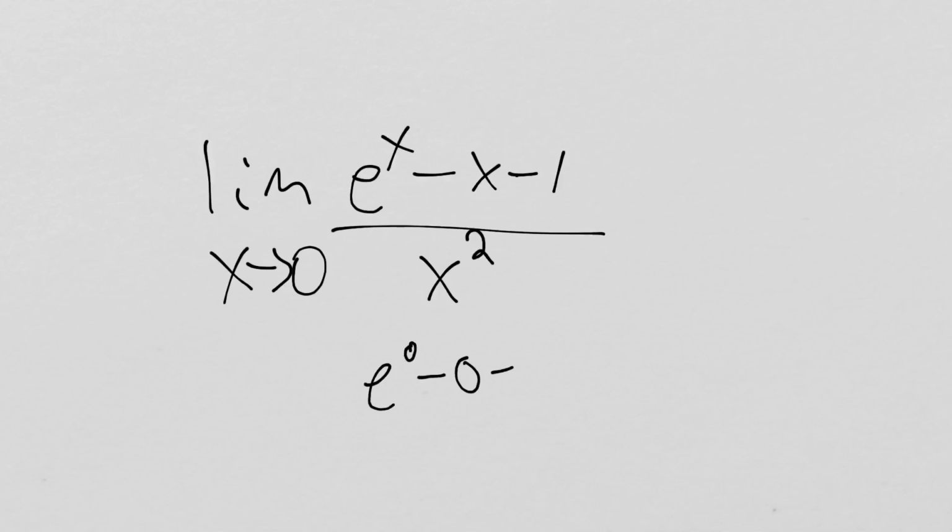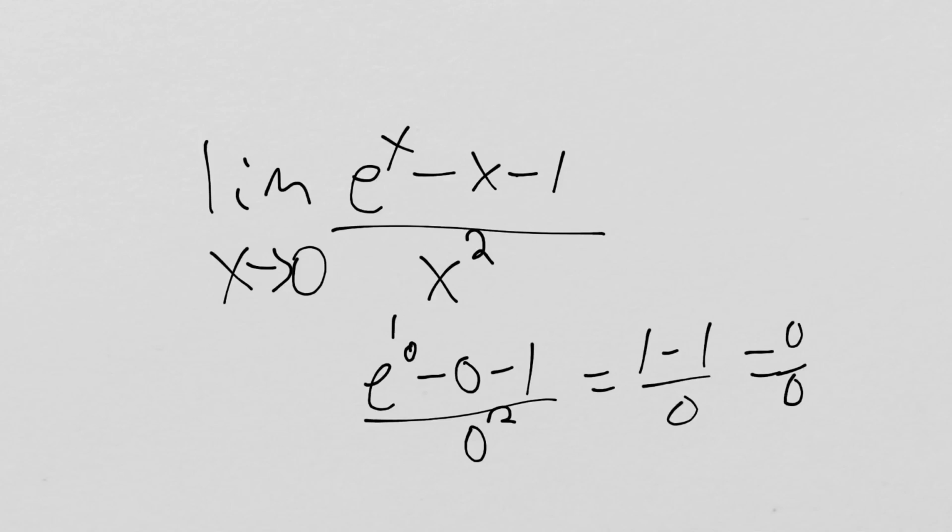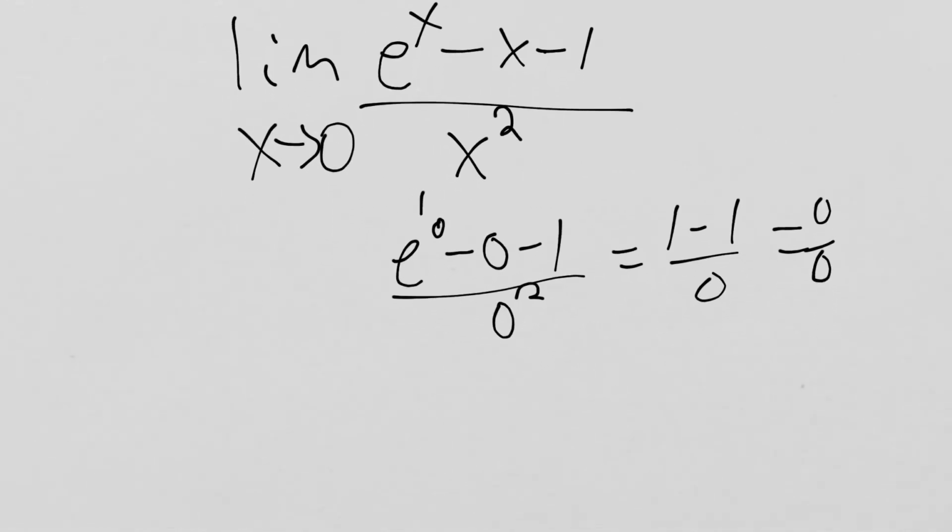Okay. So last one, if we plug in 0 here, we're going to get e to the 0 minus 1 over 0 squared. Okay. E to the 0 is just 1, so we're going to get 1 minus 1 over 0, which is, oh no, 0 over 0. So you guessed it, L'Hopital's rule comes into play. Limit as x approaches 0.